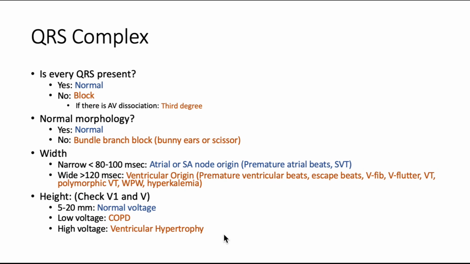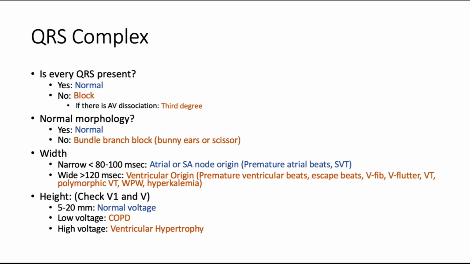Then we move on to the QRS complex, and this is one of the most important things that you're going to look at. You should first see if every QRS is present, but you've kind of already determined that from saying, is there a P wave before every QRS? So if there's not every QRS, then it's probably some type of block. Then you ask, is there normal morphology? Is it just a single point, or are they multiple points coming up and down? If it's normal, you can usually tell because it's that single point. If it's multiple bumps, then it's usually something like a bundle branch block.